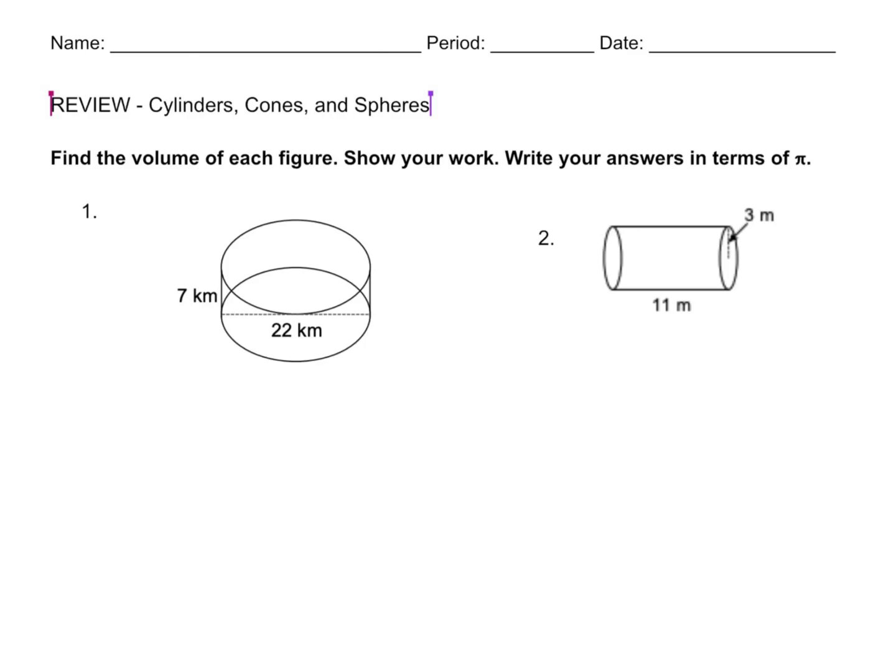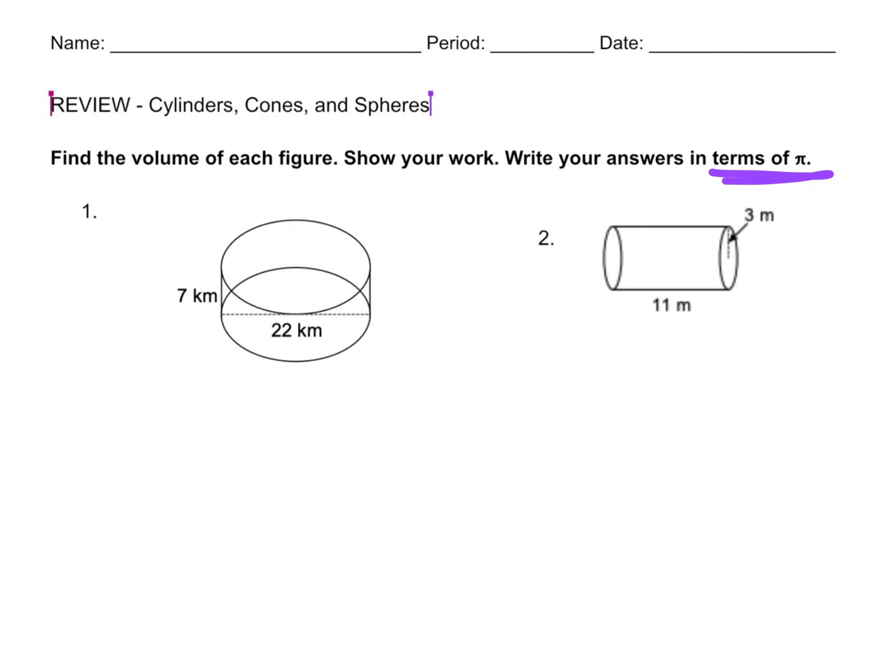For this review, I'm going to do one and then you're going to do one. So I will do number one. I will not do number two. For the first set, we're going to find the volume of each figure, show your work, and write your answer in terms of pi. I'll show you how to do that.